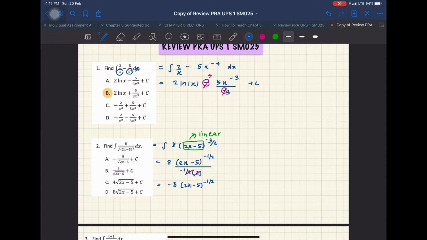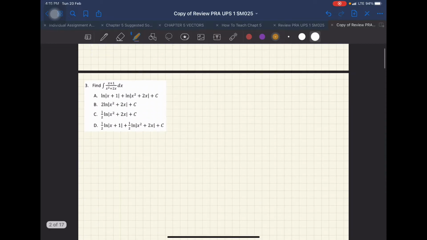Kalau tengok dekat sini, jawapan yang ada negatif dekat depan is this one, the only negative 8. Yang ni ada 8 tapi tak ada negatif. This one ada 8 tapi tak ada negatif. So that is your answer, A. Alright, settle. Okay, so number 3.